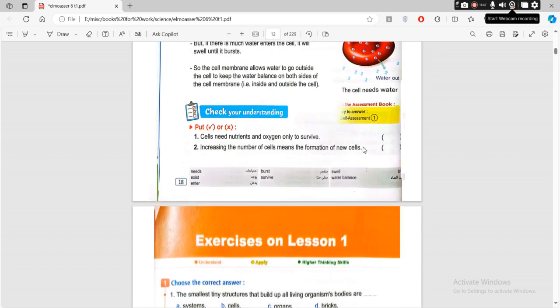Let's finally check our understanding for lesson 1. And now we have true or false again. Cells need nutrients and oxygen only to survive. Is that true or false? Well, that's false, because it needs 3 things: nutrients, oxygen, and water. Okay, question number 2. Increasing the number of cells means the formation of new cells. Well, yes. This is how we increase the number, and this is how we grow.